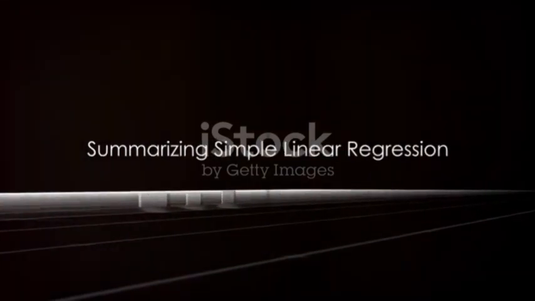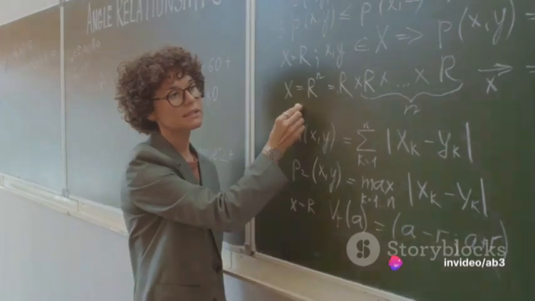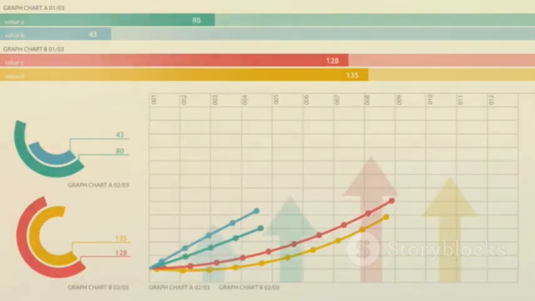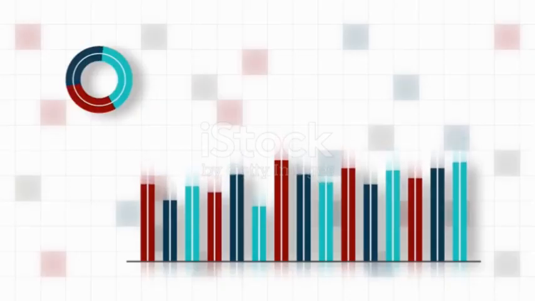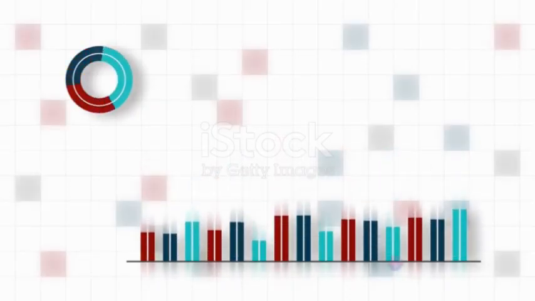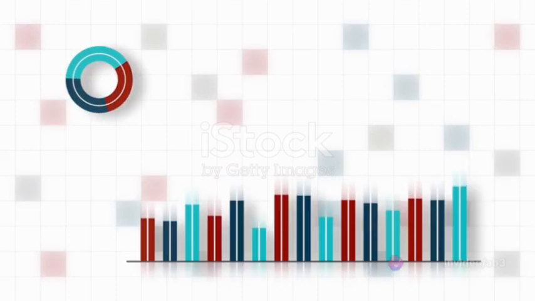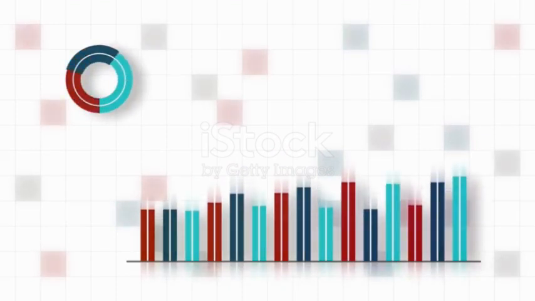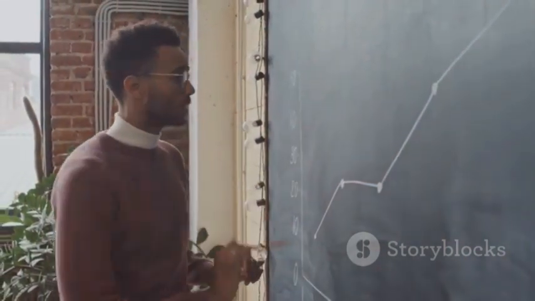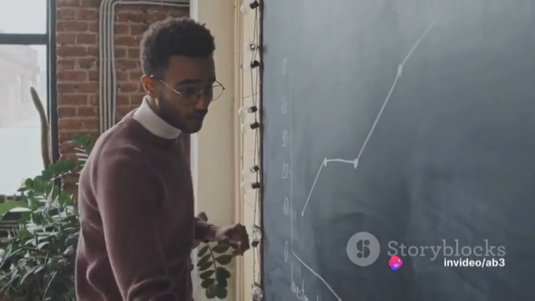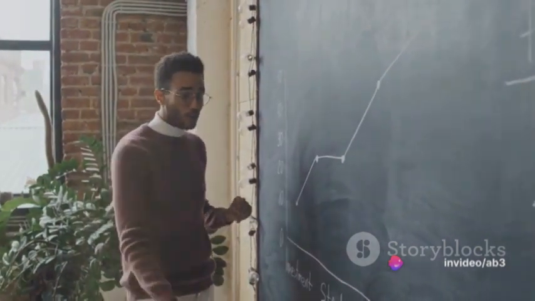Now let's summarize what we've learned about simple linear regression. Simple linear regression, often abbreviated as SLR, is a statistical tool that allows us to understand and quantify the relationship between two variables. These variables, which we refer to as dependent and independent, form the basis of our regression model. The dependent variable, also known as the response or outcome variable, is what we aim to predict or explain. On the other hand, the independent variable, also called the predictor or explanatory variable, is the variable we believe influences or explains changes in the dependent variable.